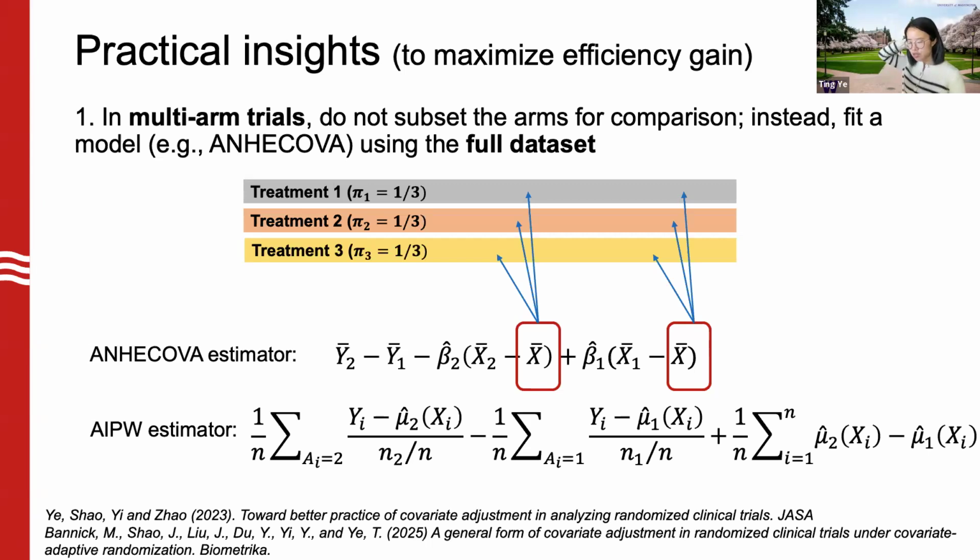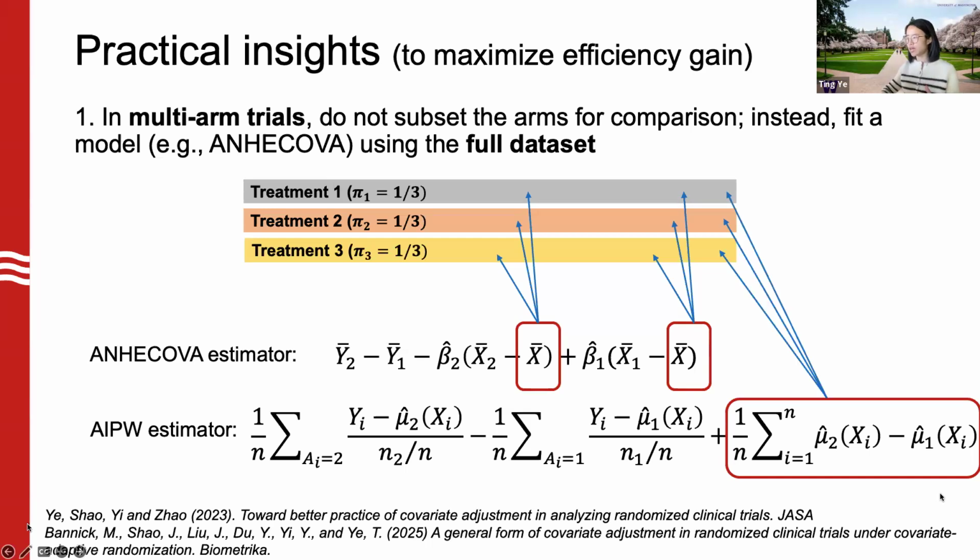So more generally, for the AIPW estimator, that's also for arm 2 and arm 1 comparison, it will look like this. And now we can see that this G-computation term, if we use the full data, can also use all the data across treatment arms. And that uses all the covariate data across all the treatment arms. So it's quite robust and it's quite intuitive. So this can give us efficiency gain.